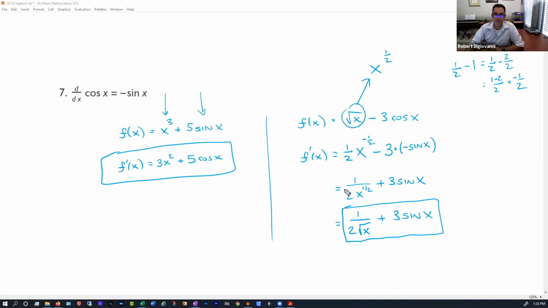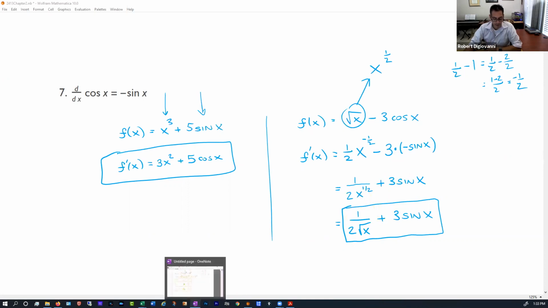Questions on that one? Sure. Both answers are acceptable, right? If I was to put 2x to the 1/2 or the other one. Okay. Yep, they're all equivalent, right? Algebraically, they're exactly the same.